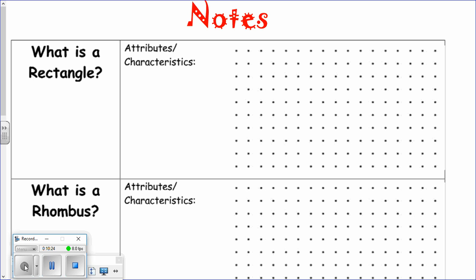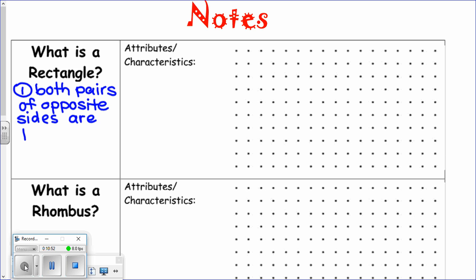So like we said before, rectangle is going to be an example of a parallelogram. I also know a rectangle is a quadrilateral because it has 4 sides. So the first thing I want you to write down about a rectangle is that both pairs of opposite sides are parallel, just like we saw before when we made a drawing of our rectangle. Both pairs of opposite, which just means that they are across from each other, opposite sides are parallel, which means they will never meet. They're going to kind of look like train tracks.